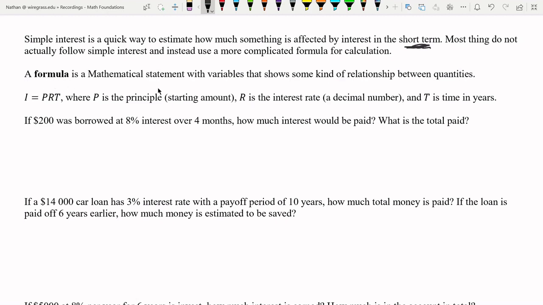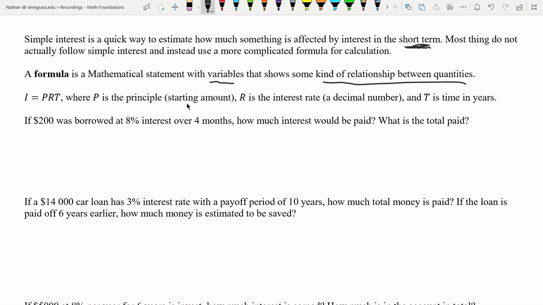Now, a formula is a mathematical statement with variables, and it shows some kind of relationship between quantities. Formulas are probably one of the most useful things that mathematics creates for different situations. Engineering, statistics, lots of different fields have formulas. So interest equals P times R times T.